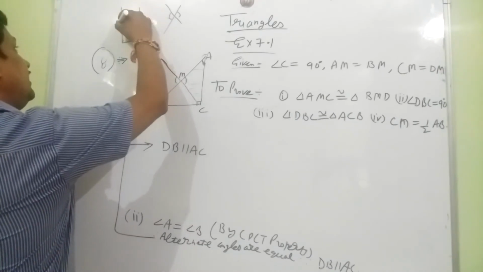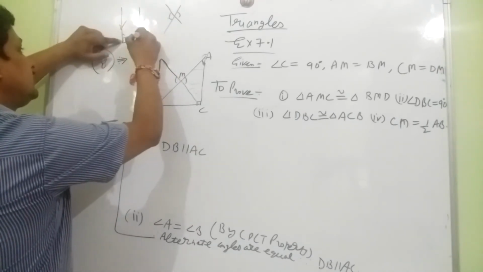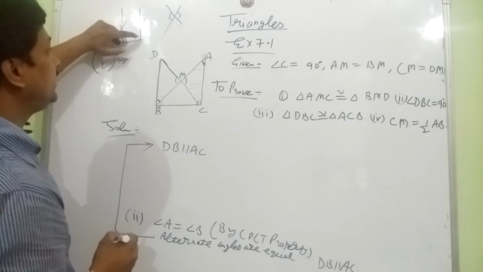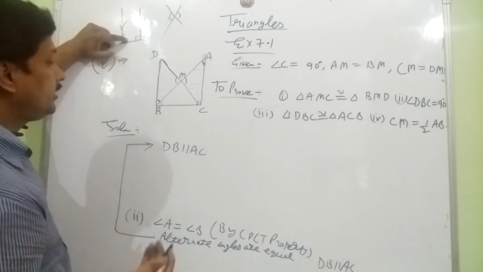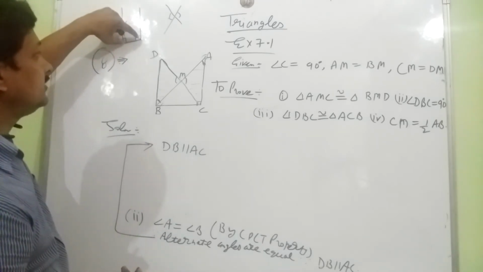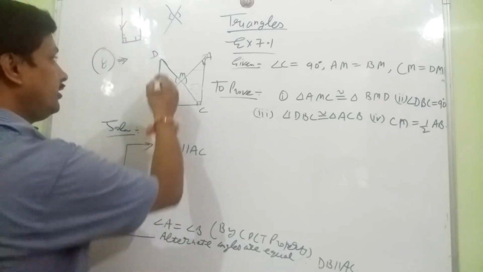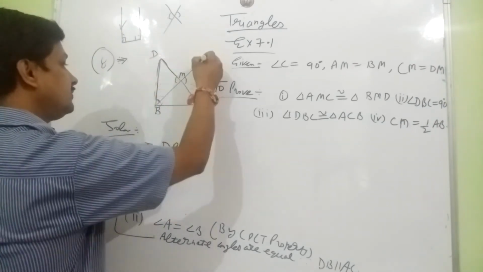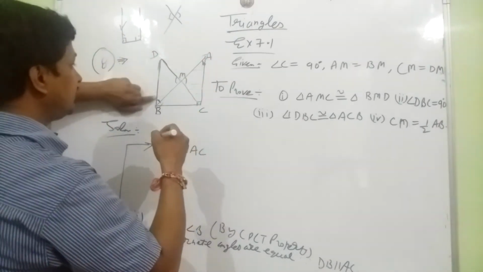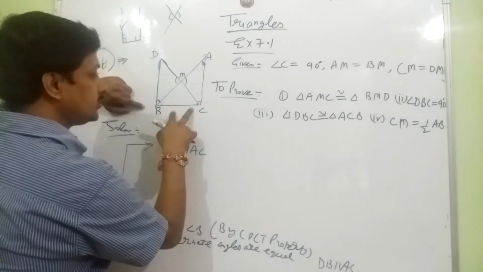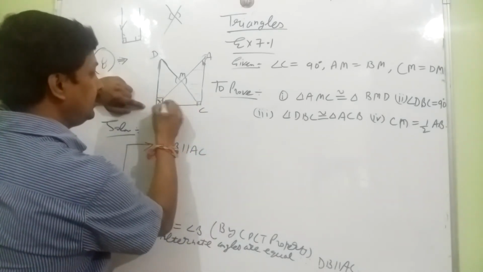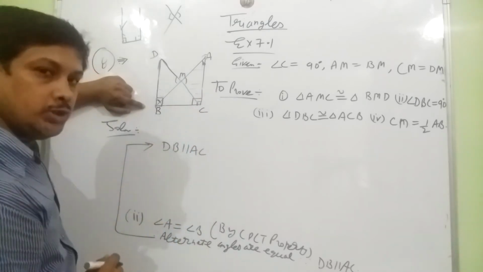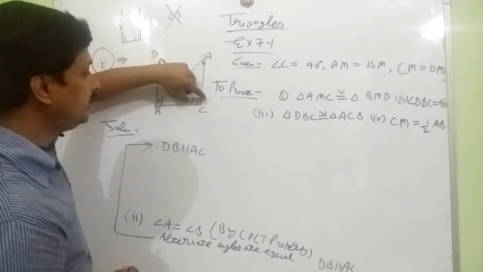Because this is parallel to this, which type of angles are these? These are co-interior angles. And co-interior angles are supplementary. Their sum is always 180 degrees. So here also we can say DB is parallel to AC and this time BC is transversal. So this whole angle and this whole angle will be the co-interior angles. So their sum will be 180 degrees.